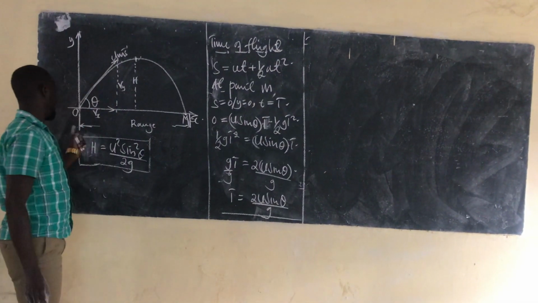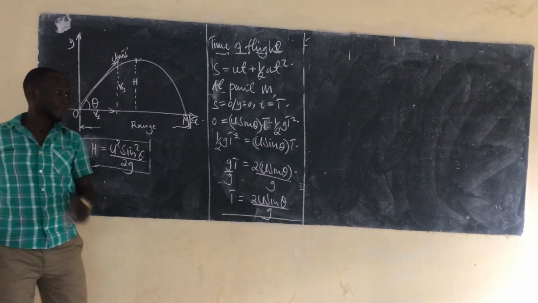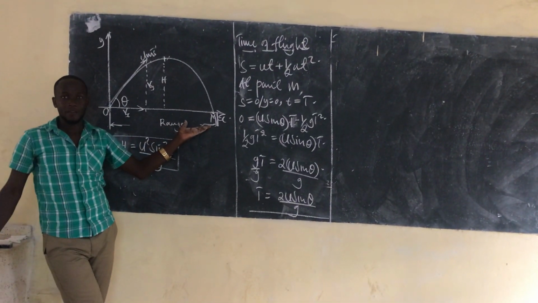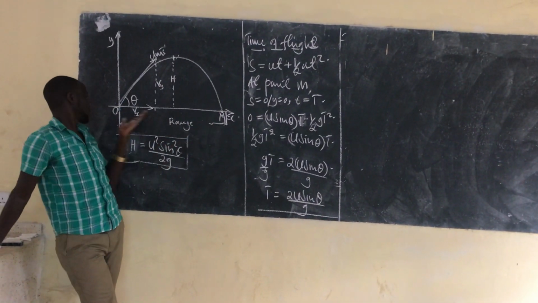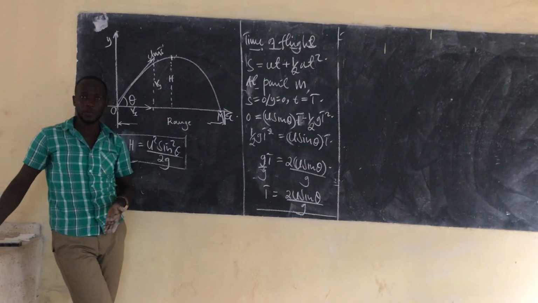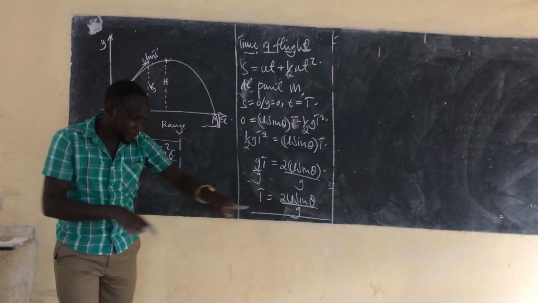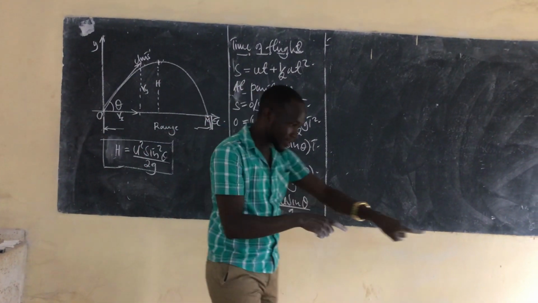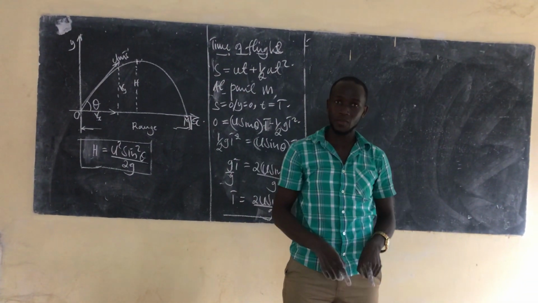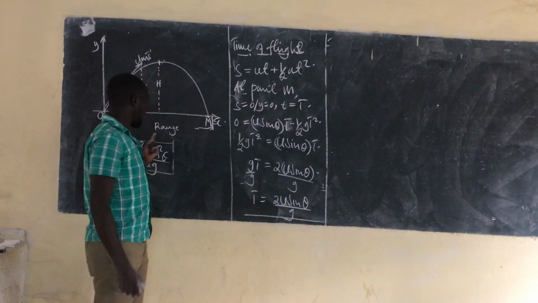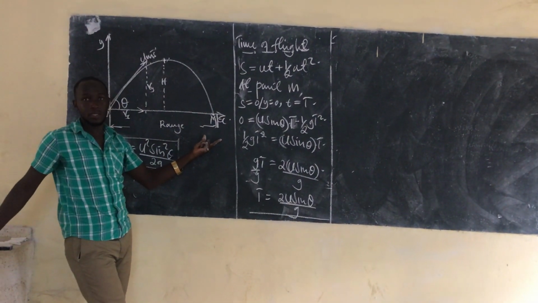Now, our target is finding the range. Remember, the range is the horizontal distance this projectile covers from the point of projection to the final place of this projectile. If that is what you're looking for, remember the horizontal distance x is u cos theta times t. That's horizontal.